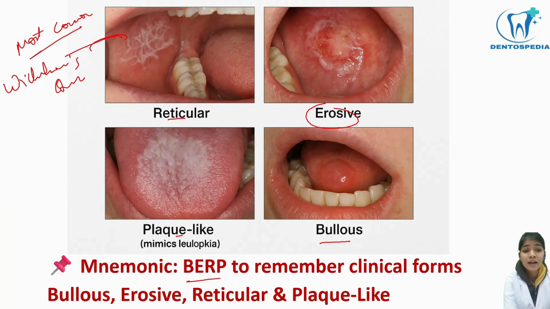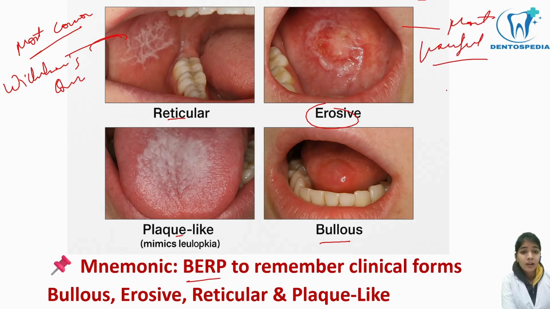Now second is the erosive type. The erosive type is the most painful type. There will be shallow ulcers and there will be a red inflamed border. White striae may be present at margins. Location will be gingiva, tongue or buccal mucosa.